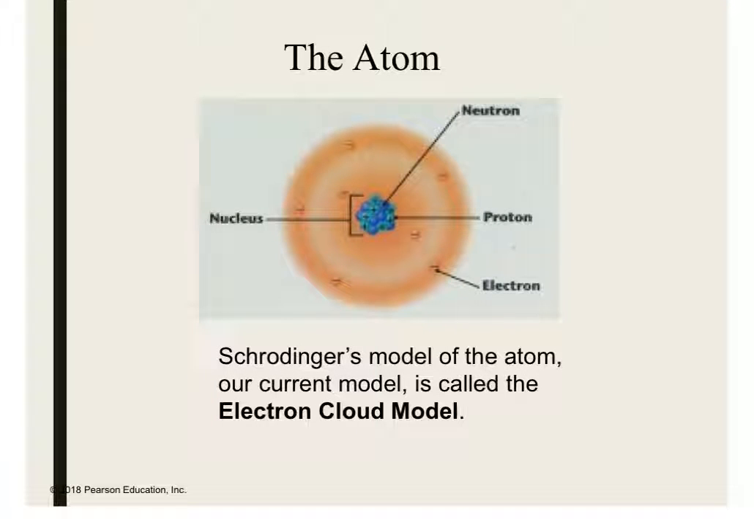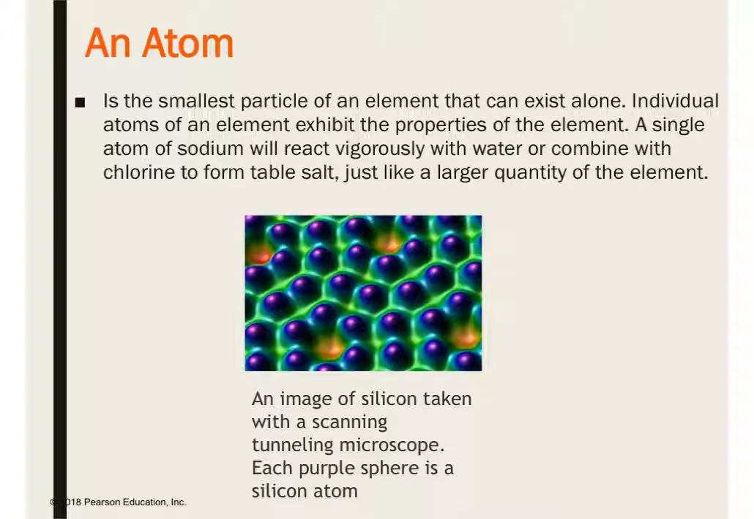This lecture is about the structure of the atom, specifically subatomic particles. And our current model of the atom is called the electron cloud model. But as you'll see in the next few slides, we've had several proposed models of the atom over the last 100 years or so. And so we'll walk through the discoveries and how the current model was developed.